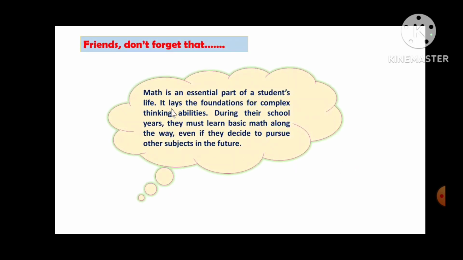You should not forget the famous words. Math is an essential part of the student's life. It lays the foundations for complex thinking abilities. During their school years, they must learn basic math along the way, even if they decide to pursue other subjects in the future.